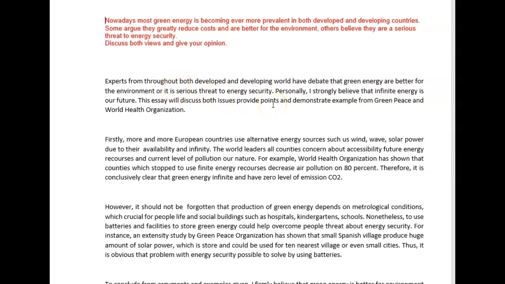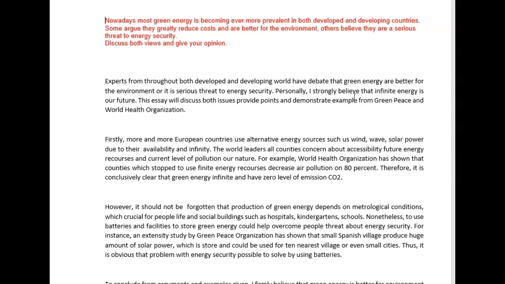Personally, I strongly believe that infinite energy is our future. What is infinite energy? Renewable energy is what you mean here, not infinite. This essay will discuss both issues, providing points and demonstrating examples from Greenpeace and World Health Organization. All right, fine. Just fix those other errors.